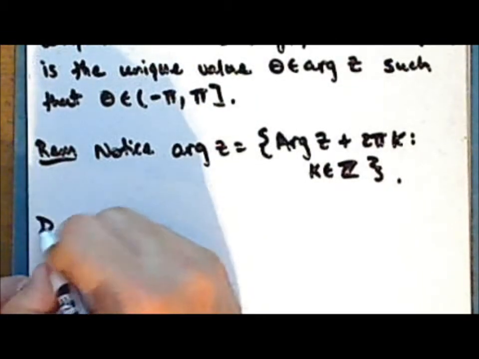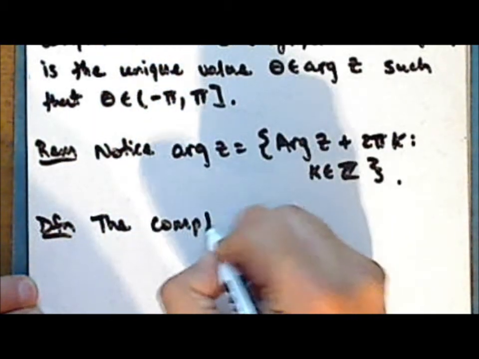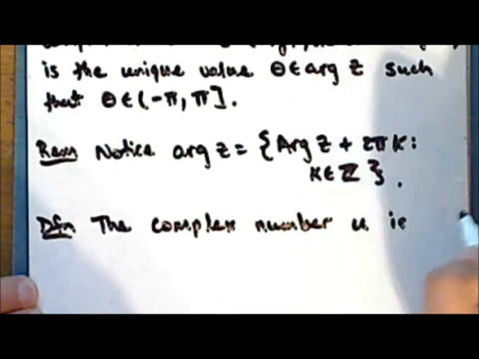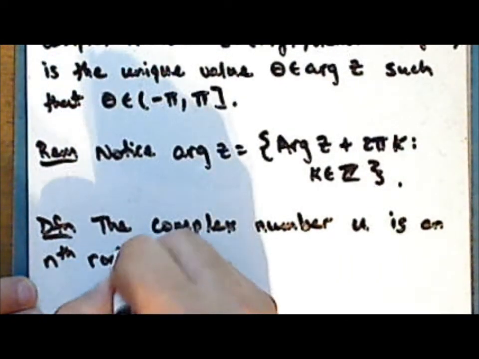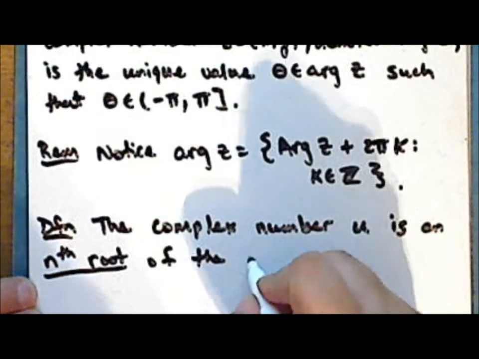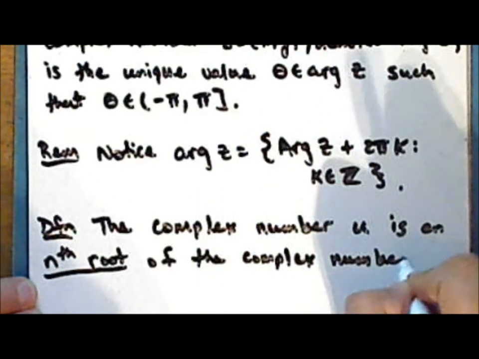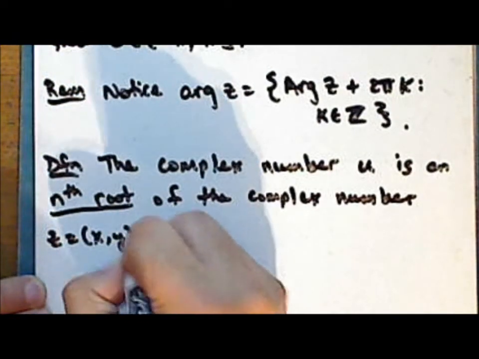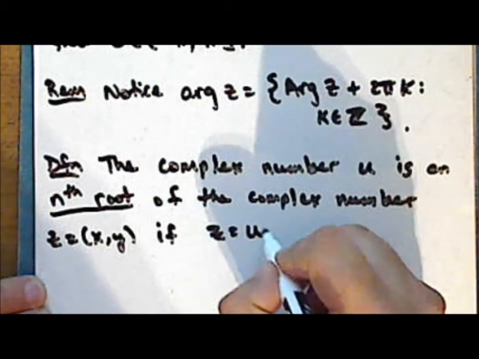Okay, new definition. The complex number u is an nth root of the complex number z if z is u to the power of n.